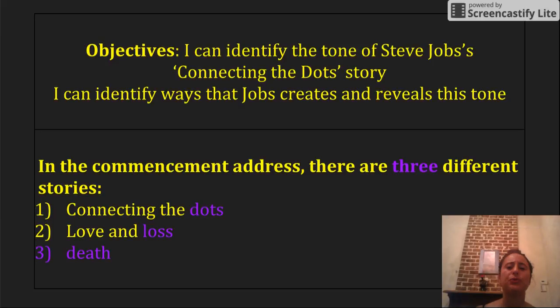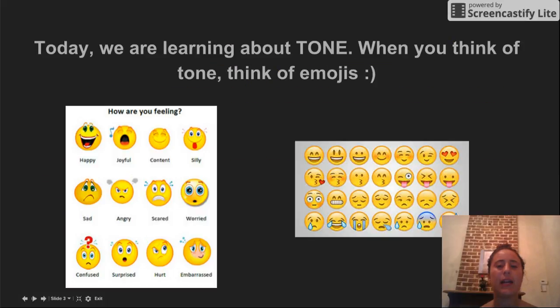He tells 3 stories we read about yesterday. The first one is about connecting the dots. The second one is about love and loss. And the third one is death. Write those down. So today we are going to focus just on the first one. So go ahead and circle connecting the dots, because that is the one we are going to find the tone of today.